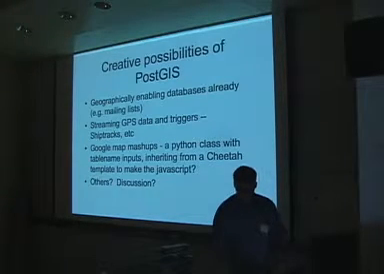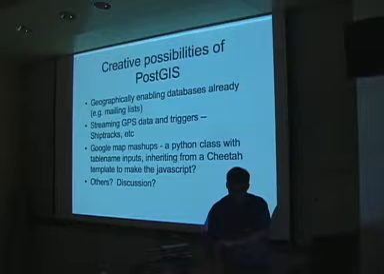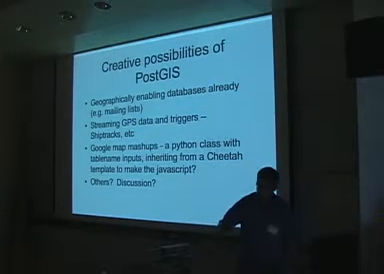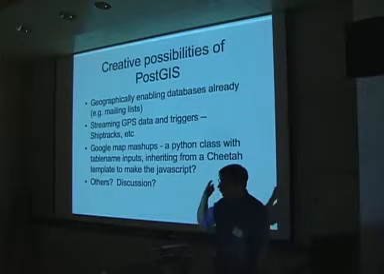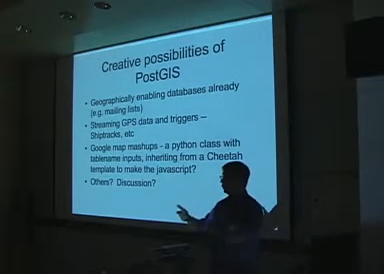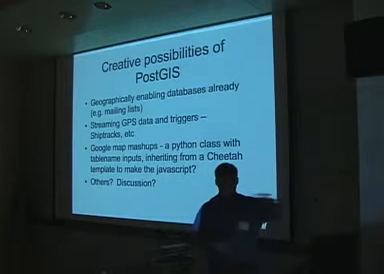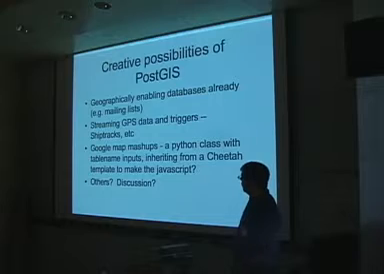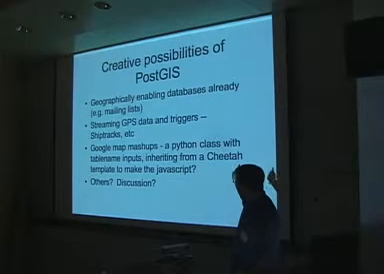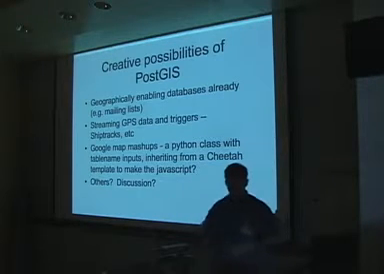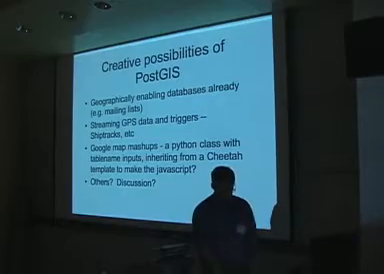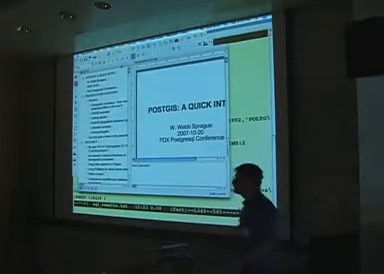And creative possibilities, and I'm going to end on this. You see how you can geographically enable databases you already have, like mailing lists, or streaming GPS data, and use it with triggers to build the routes of the bus or what have you. Google Map mashups. If I had more time in my life, I would write a Python class with table name inputs, inheriting from a template to make the JavaScript that would make it all happen. It'd be great. You just put in a table and you get them out. Others, we don't have time for discussion. That's it.